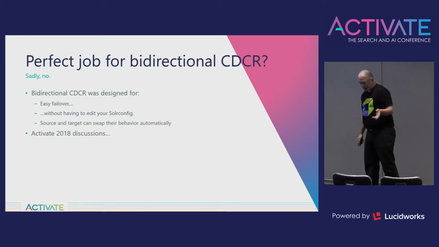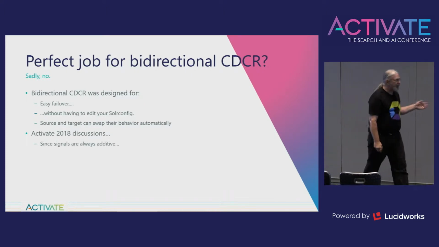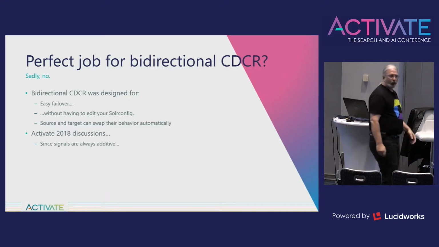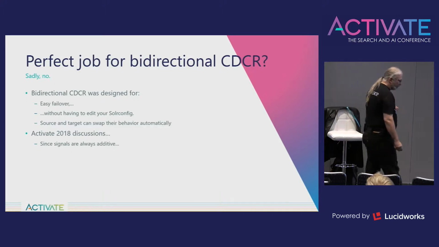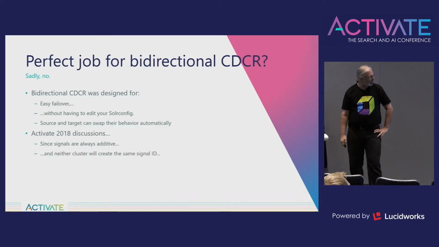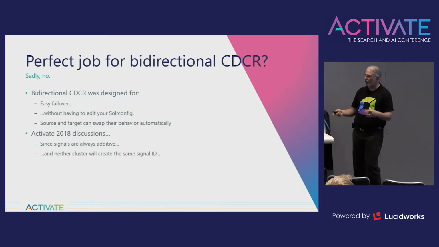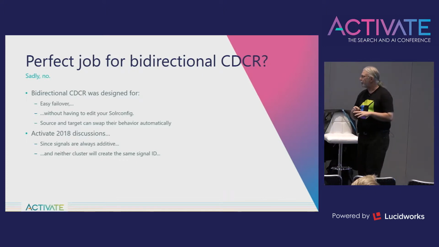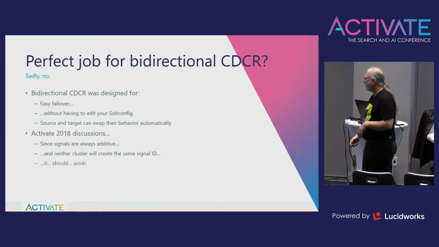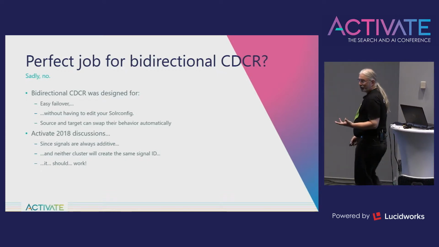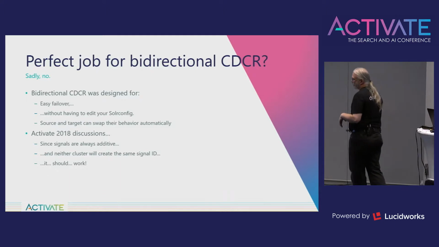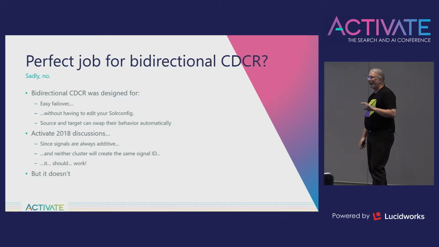A year ago, at Activate 2018, I had long discussions with Lucidworks and Solr employees, committers, whatever you want to call it. And we came to the conclusion that because the signals are always additive, and because neither cluster is going to create a duplicate ID, it should work, indexing from both directions. So we tried it, and it doesn't.